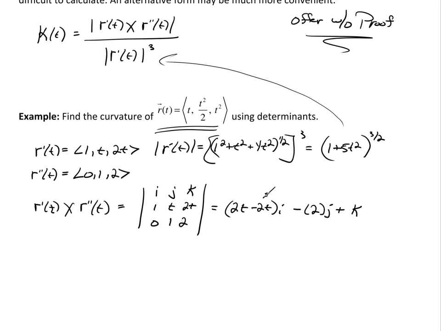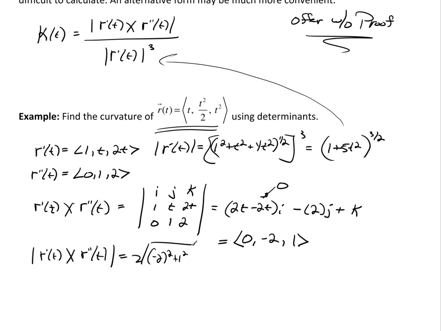Now notice this is 0. So what I'm going to end up with is the vector 0, negative 2, and k, that's 1. So there's my vector. I need the magnitude of this now. The magnitude of r prime of t cross r double prime of t equals the square root of negative 2 squared plus 1 squared, which is root 5.